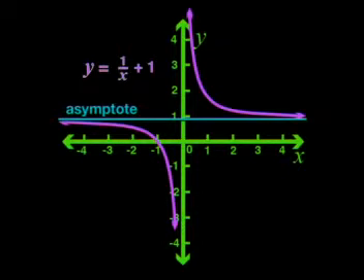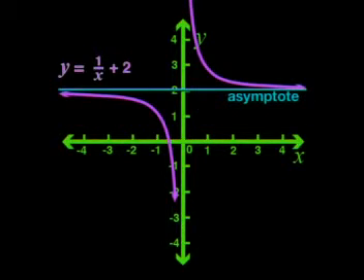Because the whole graph has moved up 1 unit, this asymptote also moves up by 1 unit. It is no longer on the x-axis. The other asymptote, which is on the y-axis, stays the same. If I change Q to 2, I get this graph. The formula is y equals 1 over x plus 2. The whole parent graph has shifted up by 2 units. Again, the asymptote moves up by 2 units, but the asymptote on the y-axis remains the same.